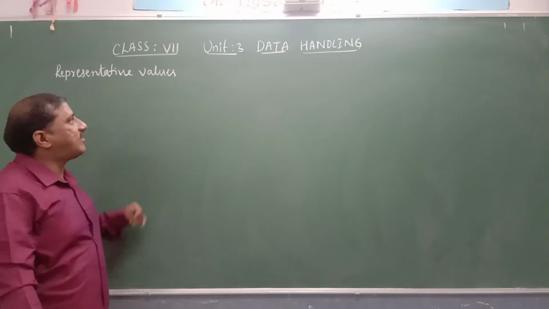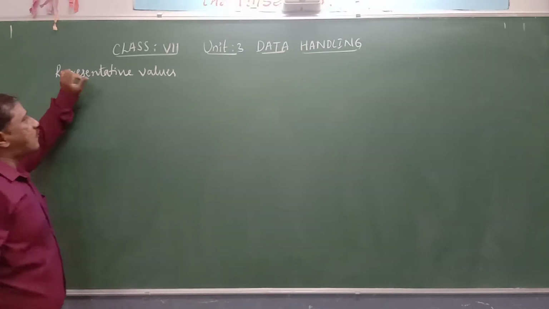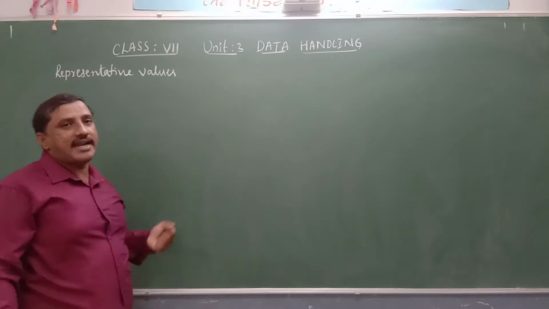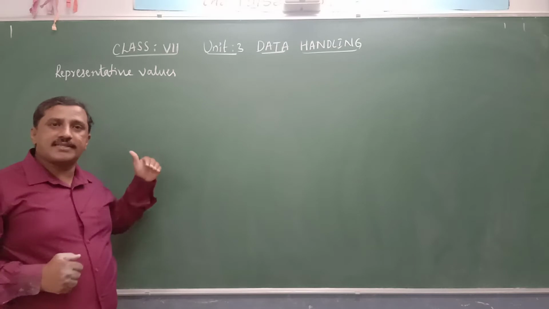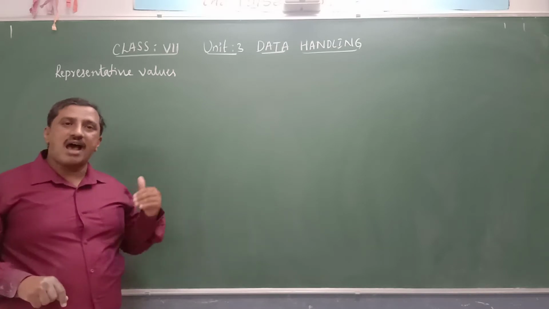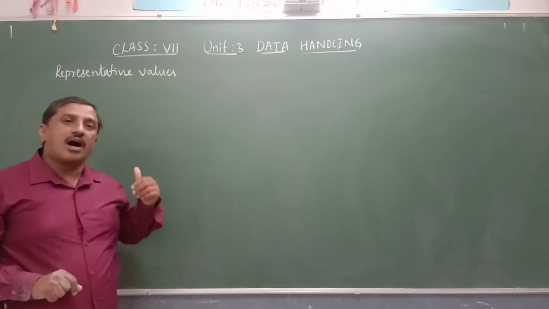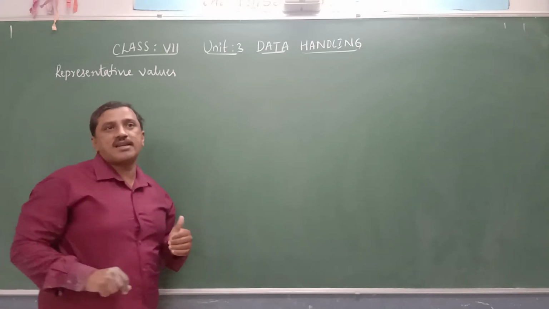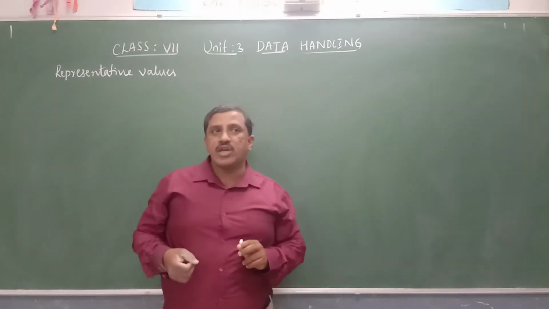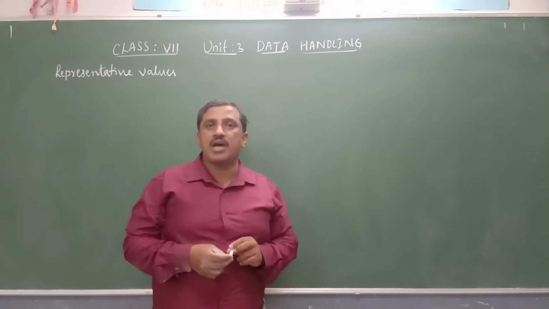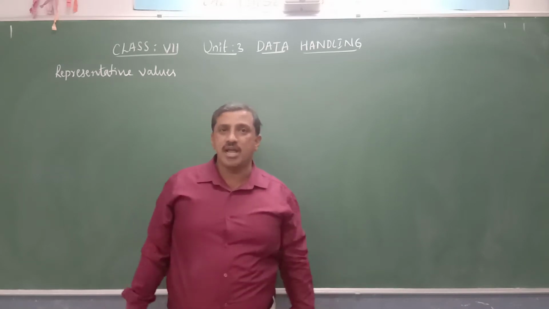In the last class we discussed representative values in the chapter data handling. Three representative values are there: arithmetic mean or average, mode and median. In the previous class we studied the arithmetic mean or average, and today we are going to discuss mode and median.